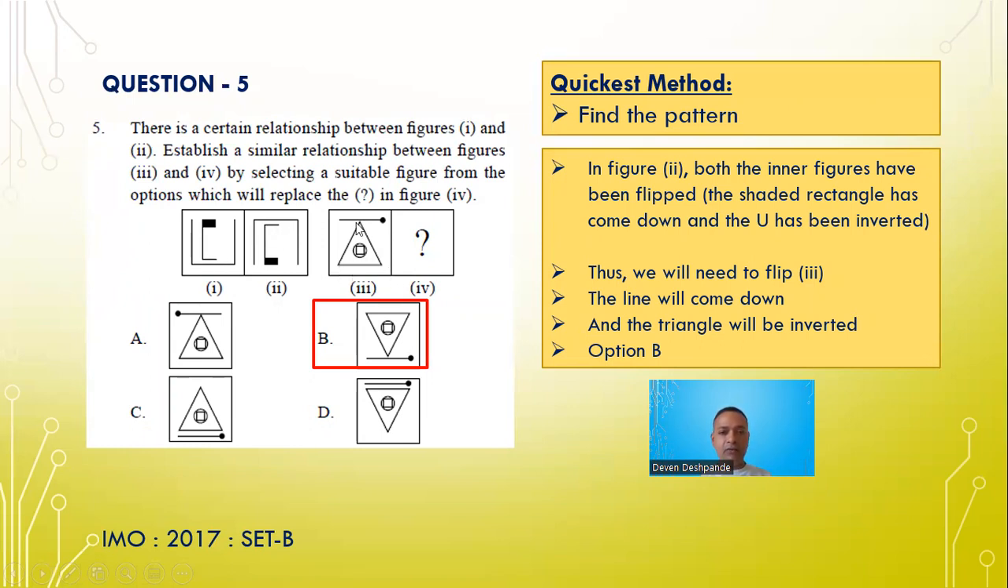Similarly, here how will the figures be? You have to invert the whole thing. So here this line will come at the bottom. This triangle will be inverted, isn't it? So which is the only option where the line is at the bottom and triangle inverted? Option B is the only option where this line is at the bottom and triangle is inverted. So option B is the correct option.